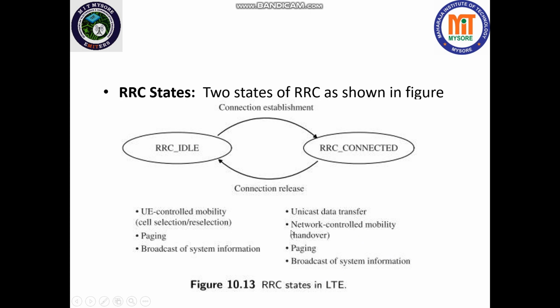You can see there are two different points. One is unicast data transfer, that is, data transfer takes place. Earlier data was not transferring, only signaling was there in the idle state. Here data transfer is taking place. Next is network controlled mobility or handover.